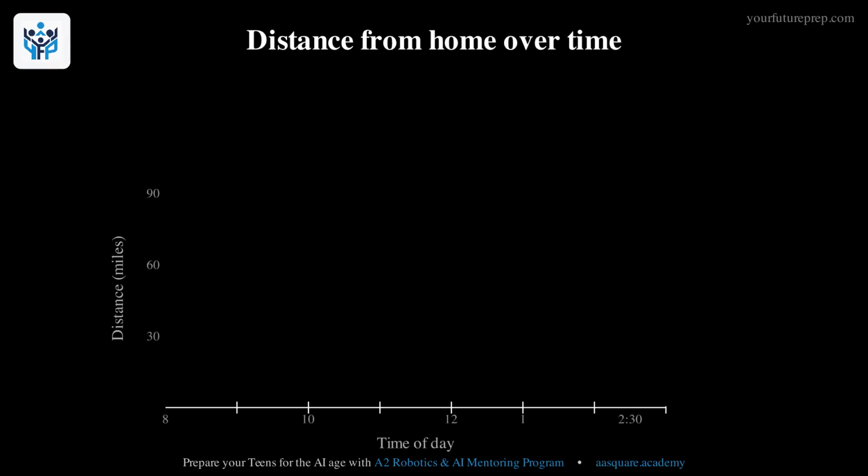Let's build the graph one piece at a time. From 8 to 10 a.m. That's 2 hours at 45 miles per hour. So she covers 45 times 2, which is 90 miles. The distance from home rises steadily from 0 up to 90.